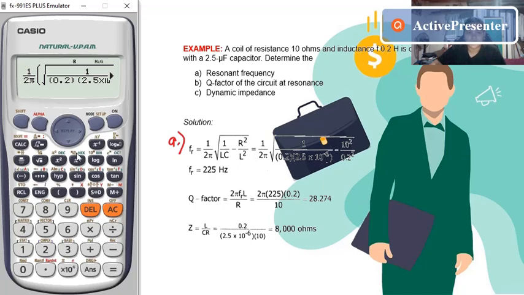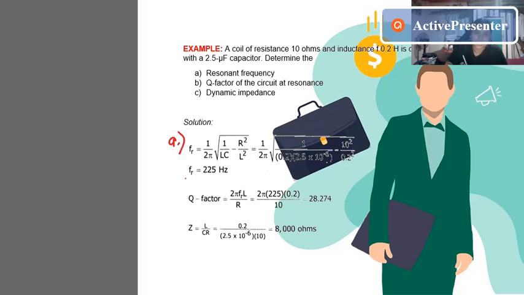So our resonant frequency will be 224.93 or approximately to 225 Hz. And next is our Q factor.